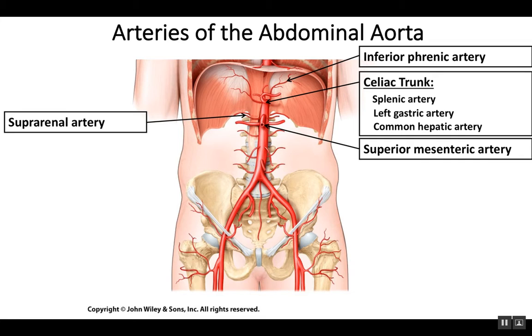There's a little guy known as the suprarenal. It goes above a kidney, and if you think about what's above a kidney, it's an adrenal gland. Adrenal glands are often referred to as suprarenal glands. So these arteries go to your adrenals. Then there's the bigger renal arteries.